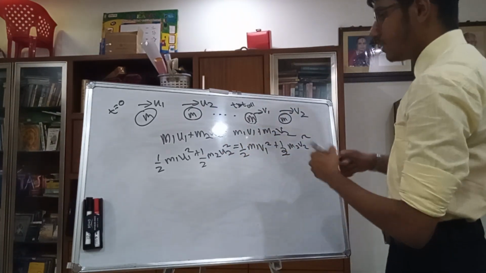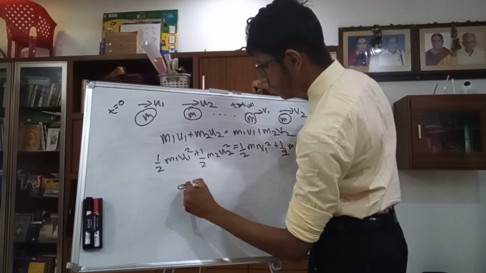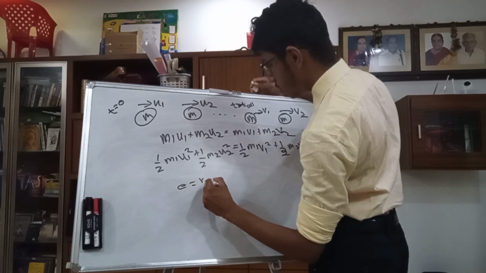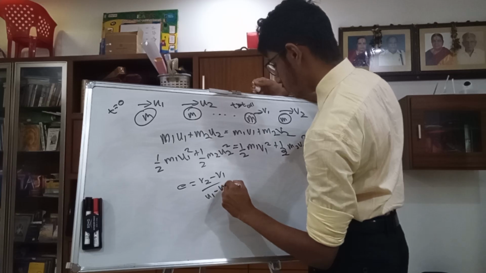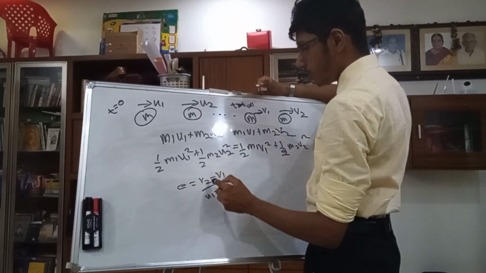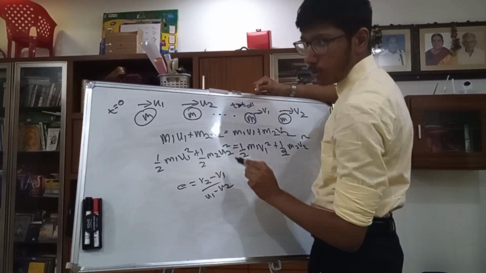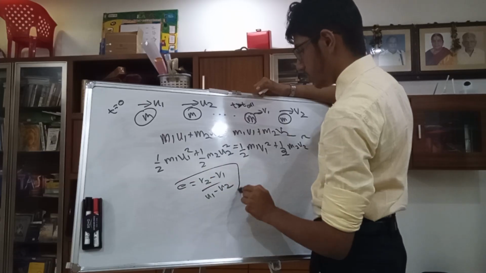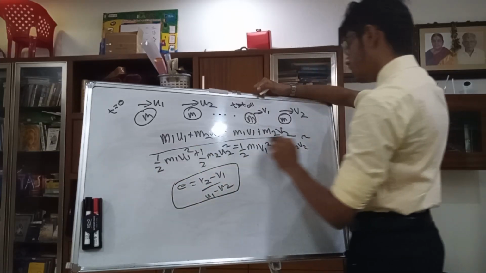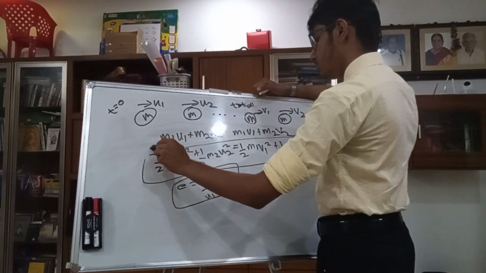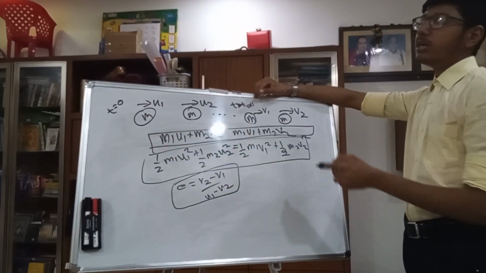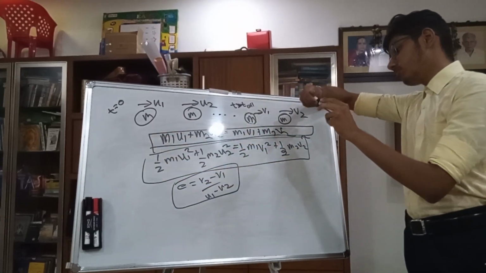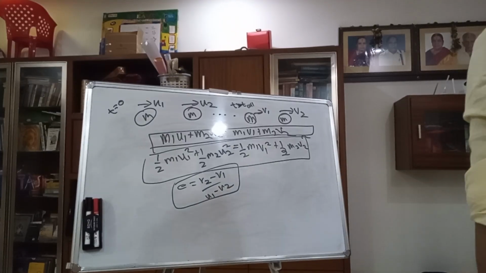Now you tell me. We know what E is: V2 minus V1 by U1 minus U2. V1 and V2 are unknown. This is one equation, this is one equation, this is one equation. Three equations are there. Can you write V1 and V2? V1 and V2 can be written. I'll just write and show you.